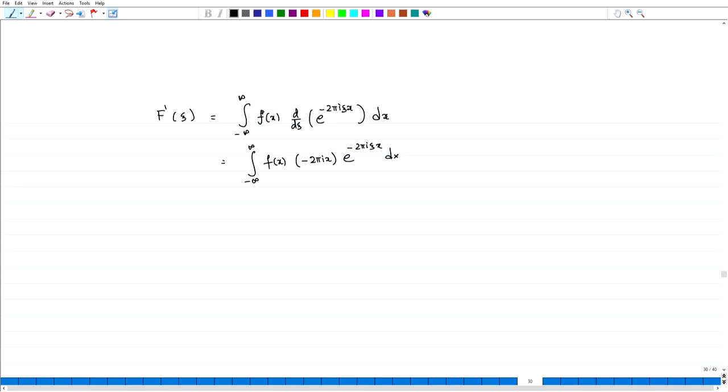Now, f of x is equal to e to the power minus pi x square. Then f prime of x is equal to e to the power minus pi x square times minus 2 pi x. So, this is equal to minus i times the integral from minus infinity to infinity of f prime of x e to the power minus 2 pi i xi x dx.